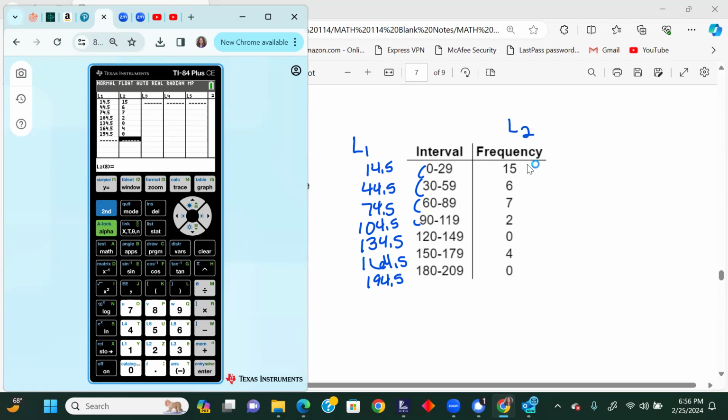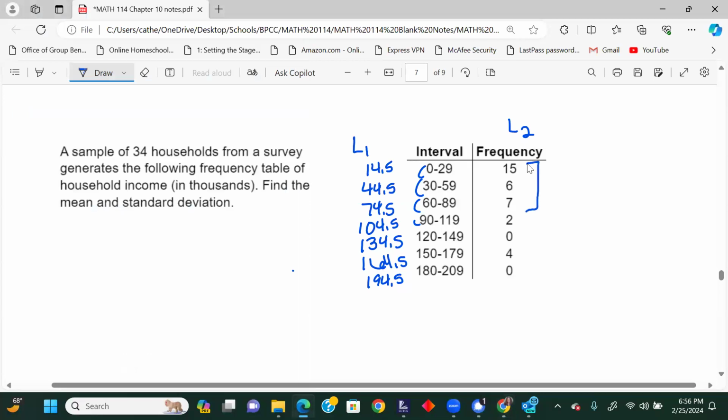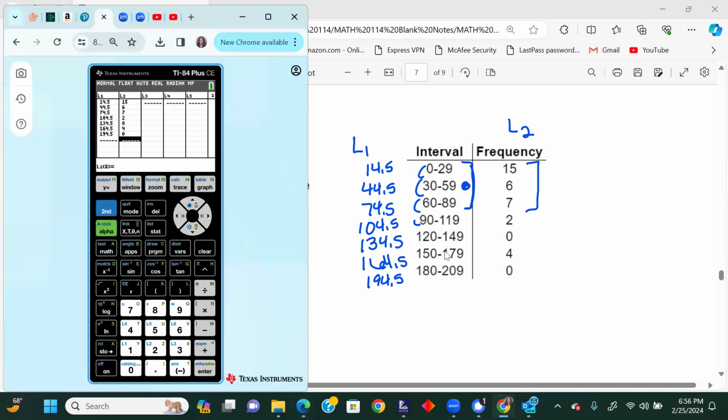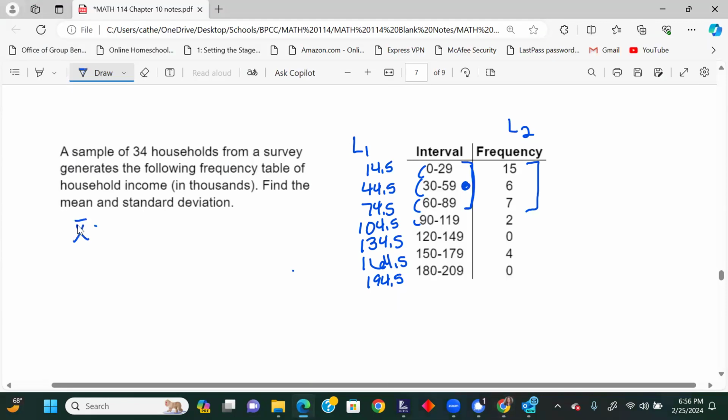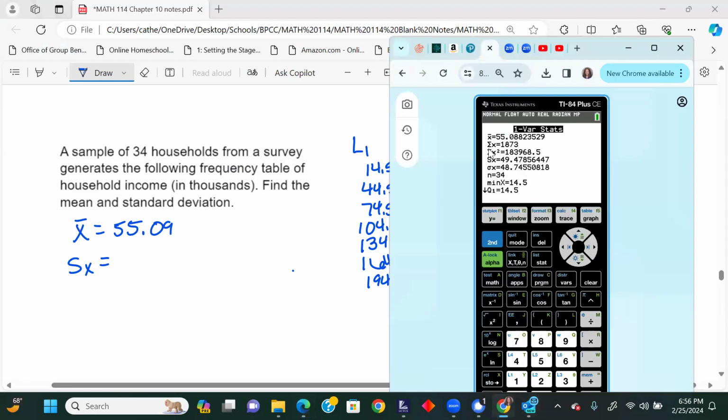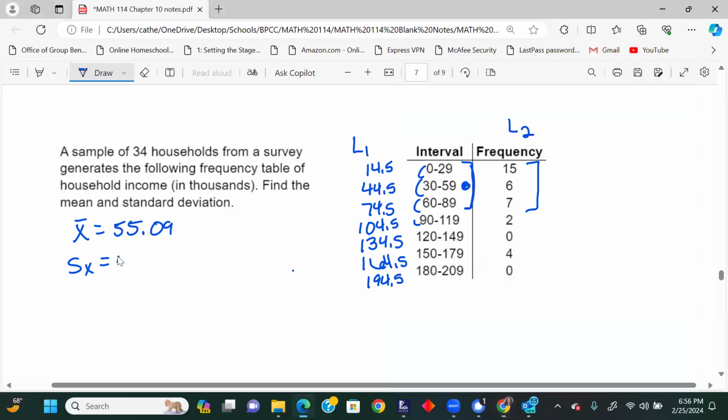Right. And if you look at this, most of the incomes are down here. So the average is somewhere in here. All right, so Stat, go over to Calculate, one var stats. L2's in there. So the mean is 55.09. Again, I'm just using 2 decimal places. See what they want. They may just want 1. And the standard deviation S of x is 49.48.